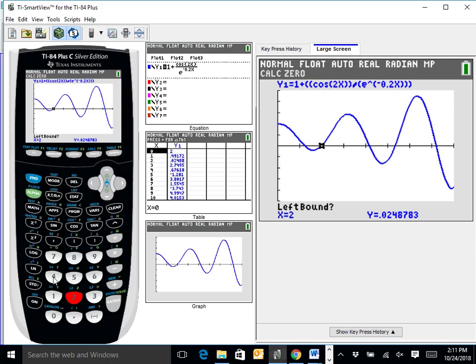And then it wants right bound. Looks like 5 is on the right side. I'm going to hit 5 and hit enter. Right, and now I've got that zero cornered from the left and from the right, and I'm just going to hit enter. It's another option for you if you don't like to scroll. So my next one is 4.152.